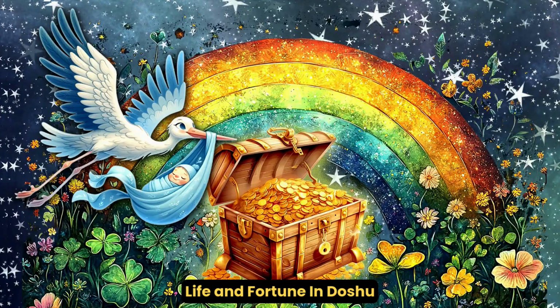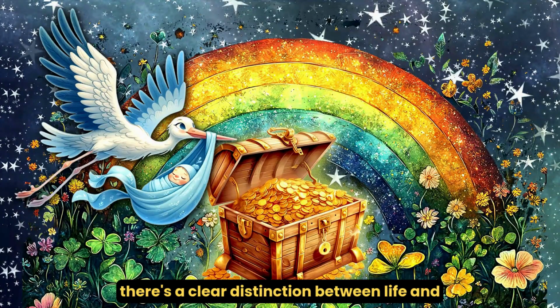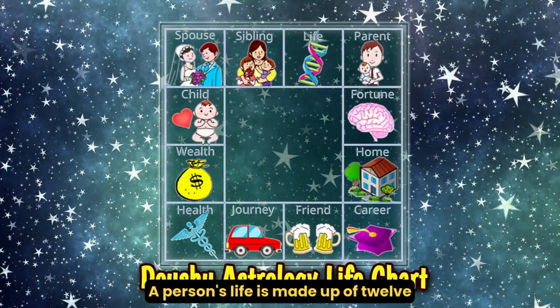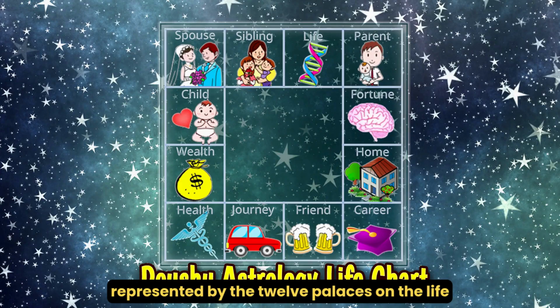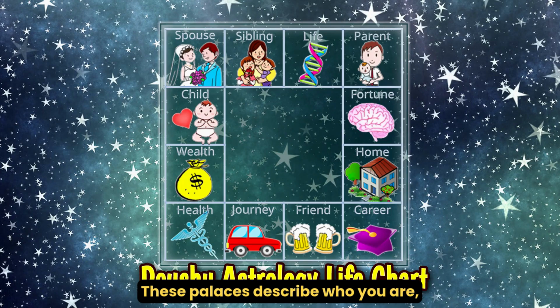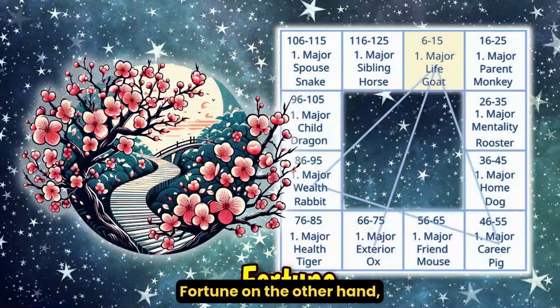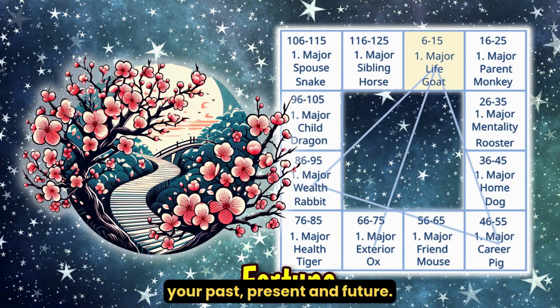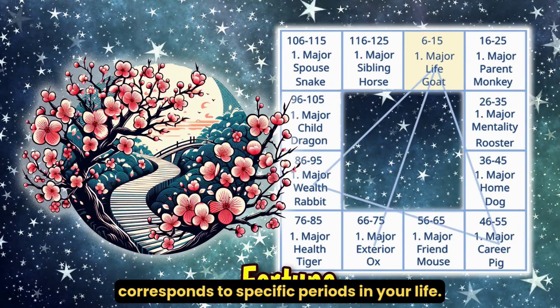Life and fortune. In Dou Shu astrology, there's a clear distinction between life and fortune. A person's life is made up of 12 aspects, represented by the 12 palaces on the life chart. These palaces describe who you are, your personality and behavior, what you do, and your relationships with others. Fortune, on the other hand, represents your experiences over time, your past, present, and future. Each position on the life chart corresponds to specific periods in your life.